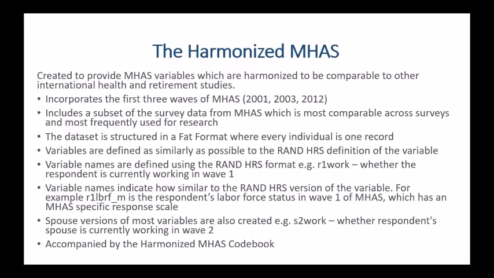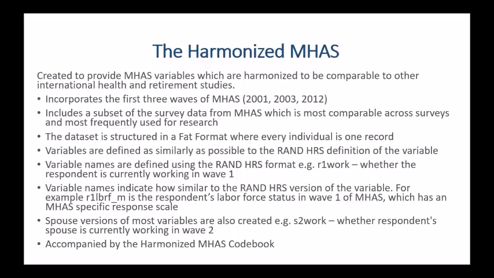But labor force is asked differently in the HRS, for instance, and in MHAS. So although we include that information because it's important for researchers, we change this variable name here to let you know that they don't have the same categories in these two variables. We also include spouse versions of most variables. So for instance, a variable called S2 work is whether the respondent's spouse is currently working at wave 2. These are really helpful for studying things like family effects, so you don't have to do spouse matching yourself.